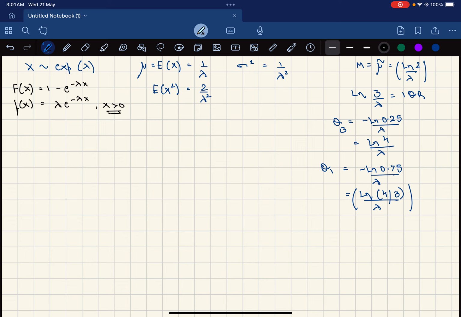Now once we had gotten this PDF, what we did was we calculated the expected value as 1 upon lambda, then we calculated the second moment of x, which was 2 upon lambda square, and using these two, we got the variance as 1 upon lambda square. So the variance is nothing but square of the mean for an exponential distribution. Then we had also obtained the quantile function, using which we had obtained various quantiles, including the median, the first and the third quartile, and the interquartile range as well. So the interquartile range came out to be ln 3 upon lambda.